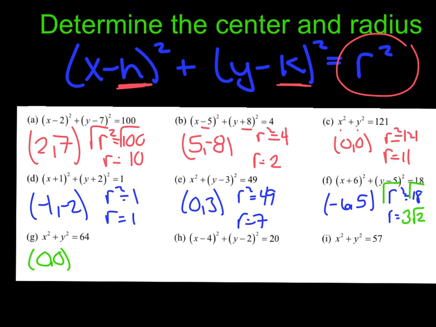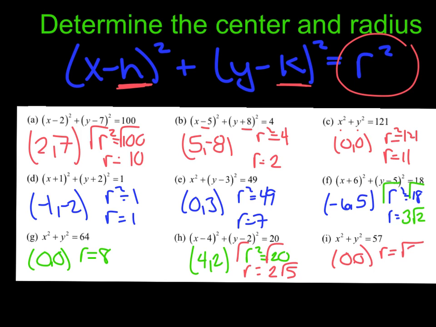G hopefully adds 0, 0, radius is 8. I'm going to go 4, 2. Now here's another ugly one. The radius squared is 20, but I want the radius, so I've got to take the square root of both sides, so I'm going to say 4 times 5, or 2 radical 5. And last one, I'm going to say 0, 0, and my radius is the square root of 57. And that one can't get broken down.